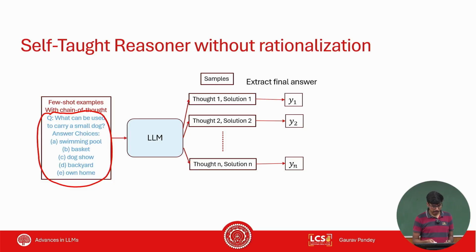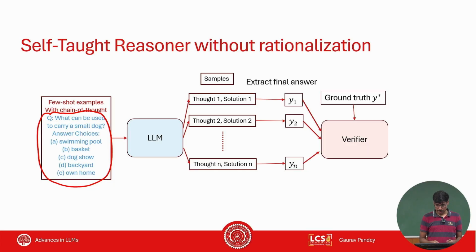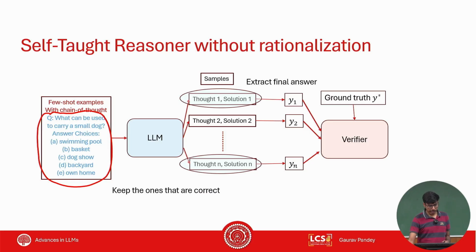So you generate multiple thought-solution pairs, and then you extract the final solution that is there. In this case, the basket, let's say, or if it is a wrong response, it can be backyard also. And you also have the ground truth available, what is the correct solution, and you just verify which of them matches the ground truth. Let's say thought 1 and thought n match the ground truth.